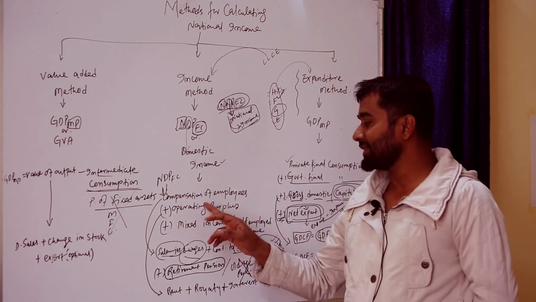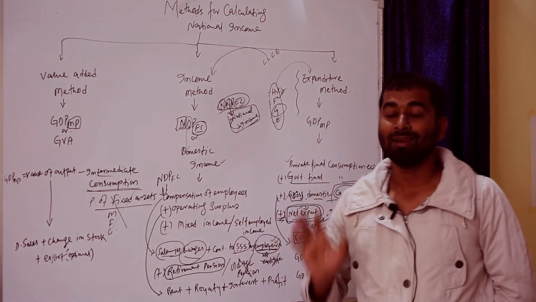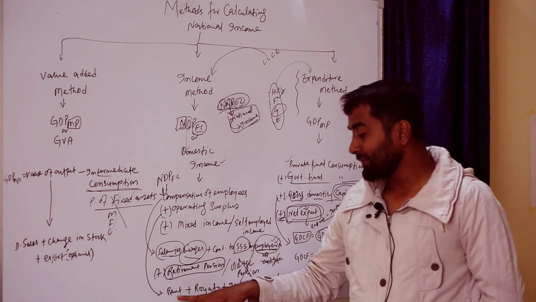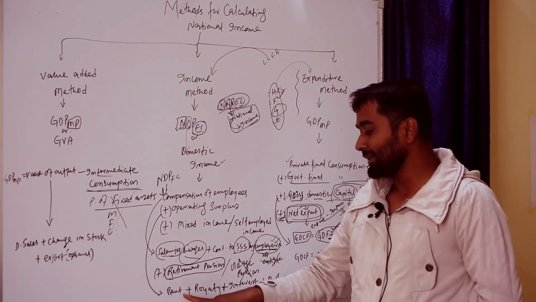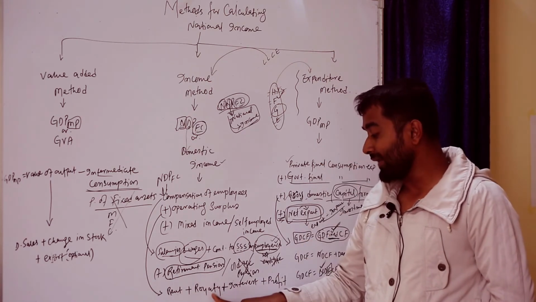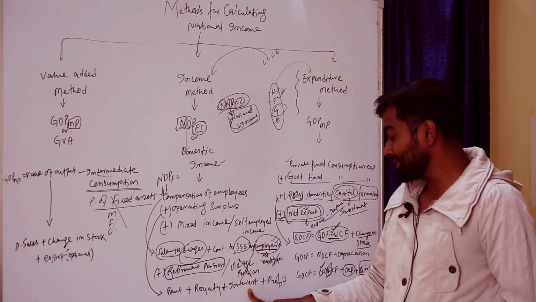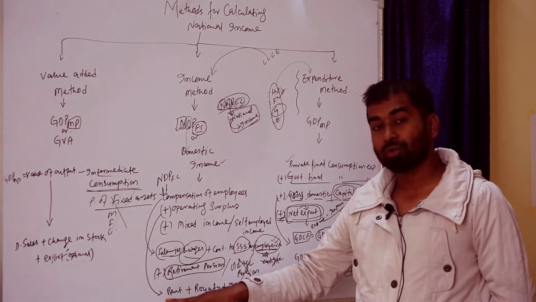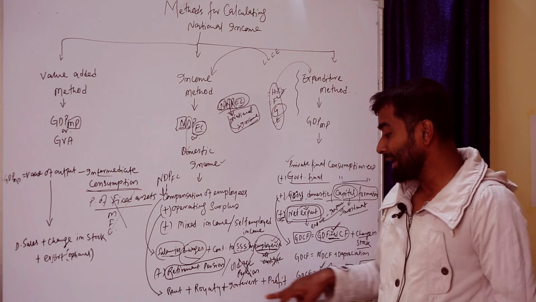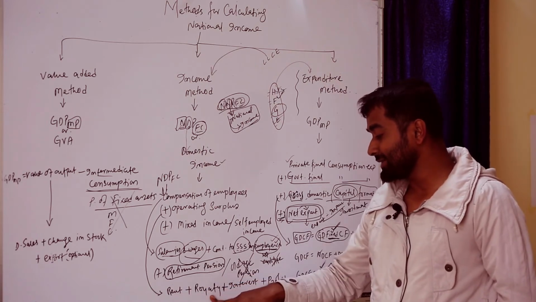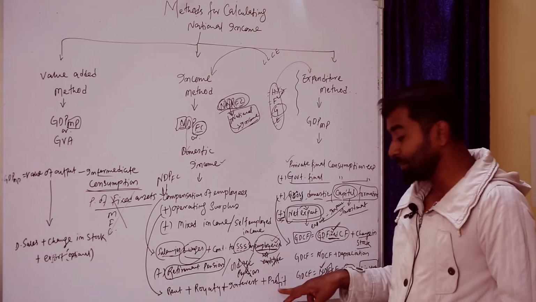Last one, operating surplus. Most of the time operating surplus is not given to you directly. At that time what should you do? Operating surplus consists of four things: rent, royalty, interest and profit. How should you remember that? RRIP: rent, royalty, interest and profit.